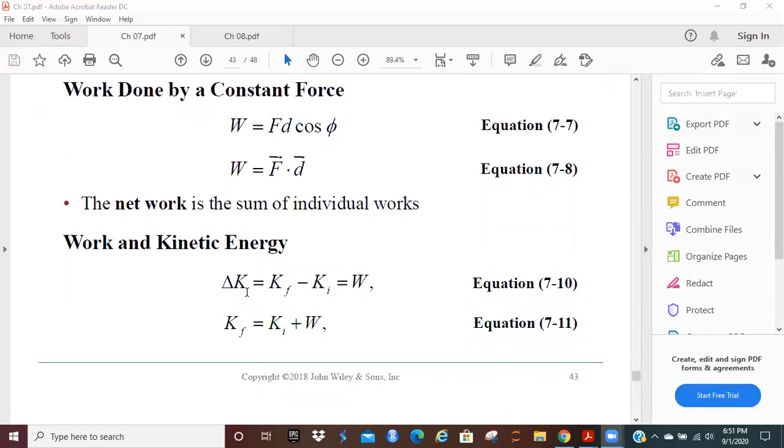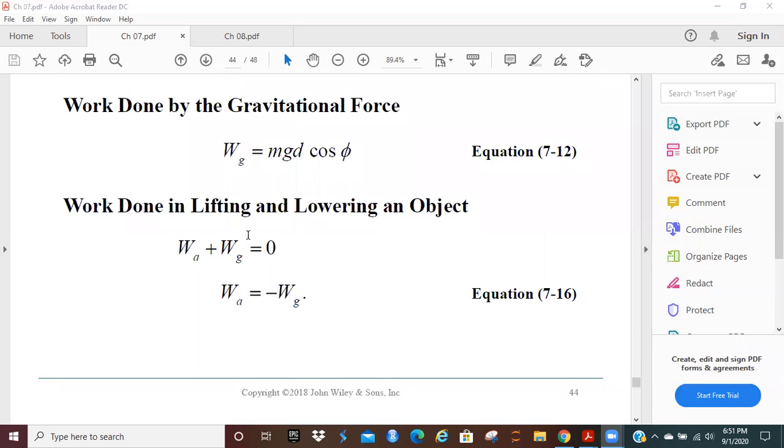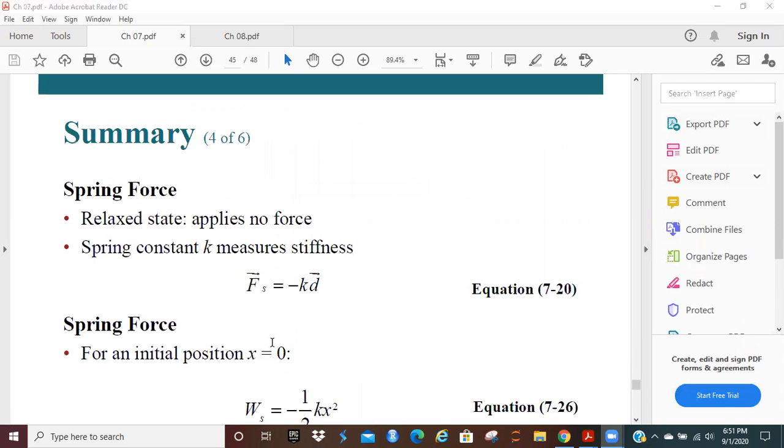Work and kinetic energy: the work is going to be the same as the change in the kinetic energy. This is just that formula rearranged. If you look at the work done by a gravitational force, it's going to be mgd times the cosine of theta. The work by the applied force plus the work by gravity is going to be considered to be 0. So those two oppose one another.